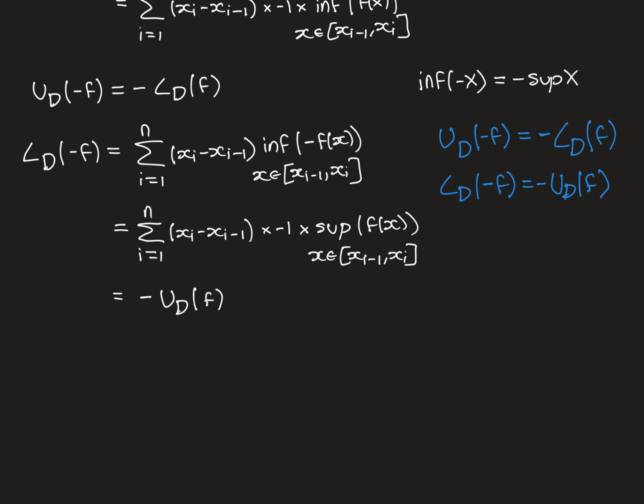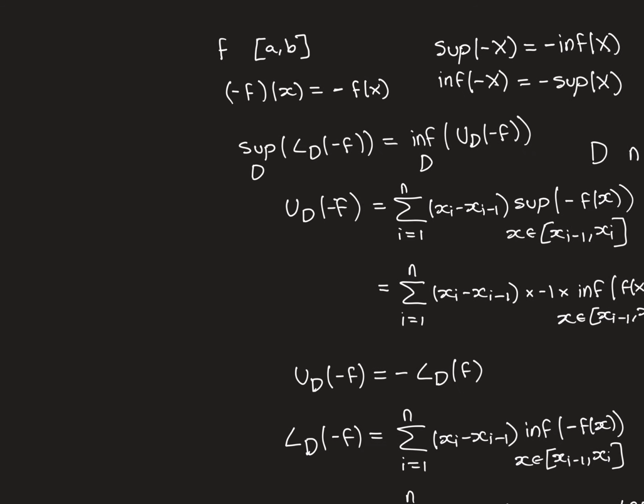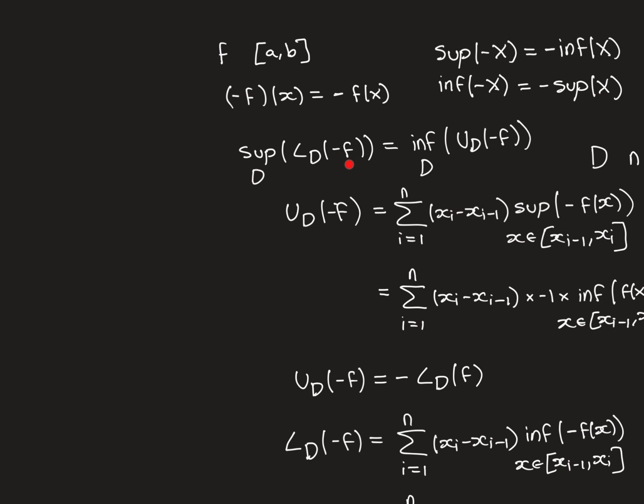So what we're going to do next is take these two expressions that we've derived and use them up here. Remember, our aim is to show that this is equal to this, so the supremum of the lower Riemann sums is equal to the infimum of the upper Riemann sums. We're now going to replace the lower Riemann sum of negative f and the upper Riemann sum of negative f with the expressions that we've got. And we're going to see if from that we're able to show that these two are equal to one another using the fact that the function f is Riemann integrable.